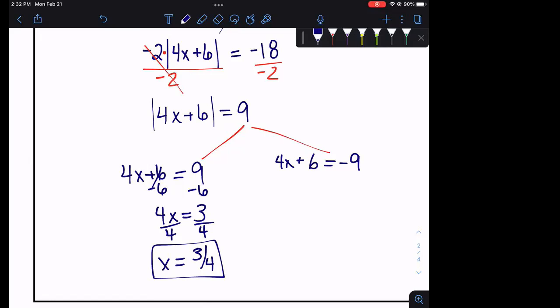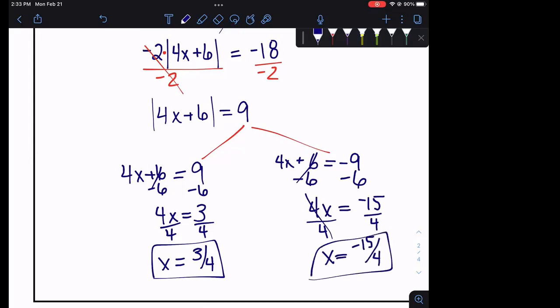For the second one, again, we're going to subtract 6 to start off with. That's going to give us 4x equals -15. Divide by 4, and x equals -15/4.